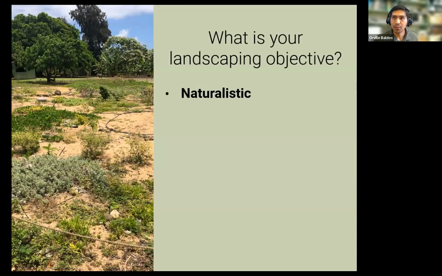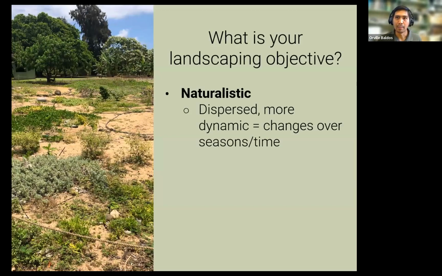So if you're going to do naturalistic landscapes, this is a little bit more natural. Plants are more dispersed. There's a lot more diversity in terms of plants per unit area. And it's more dynamic. If you're just trying to make it as natural as possible, you're probably going to have minimal intervention. You're just going to let it run its course. So it's a little bit more dynamic and it changes over seasons and time.